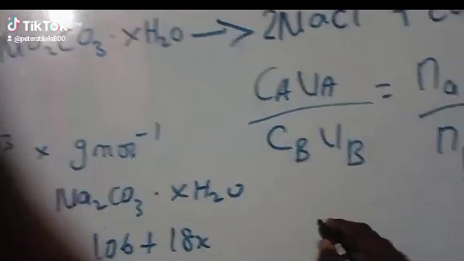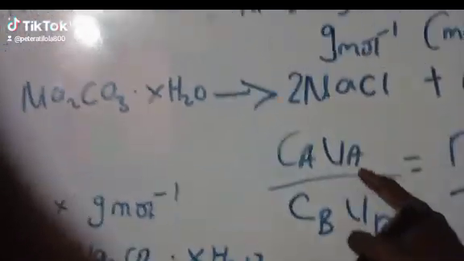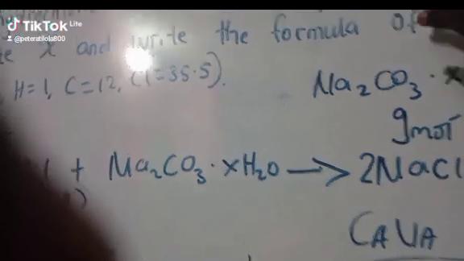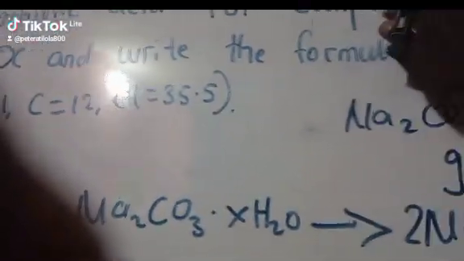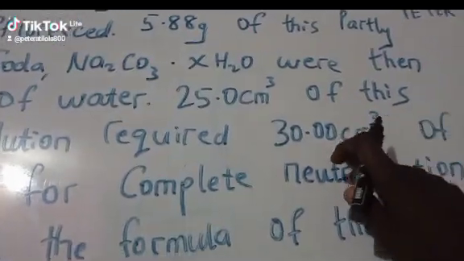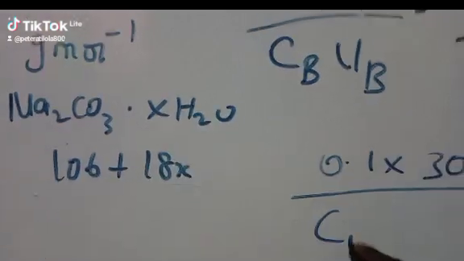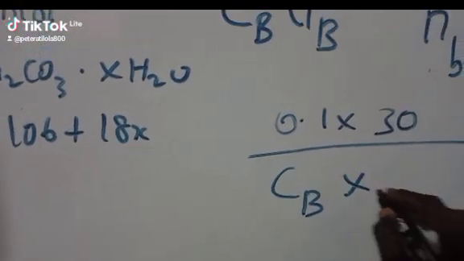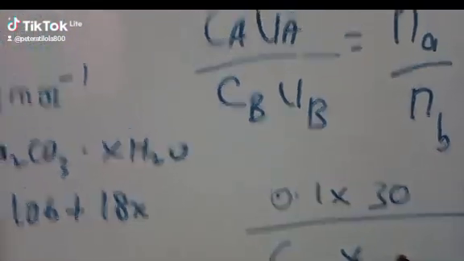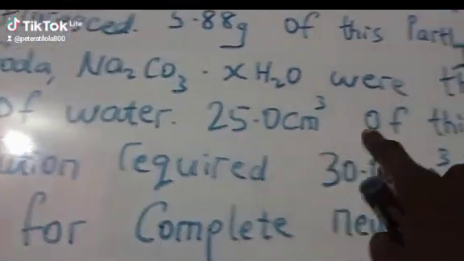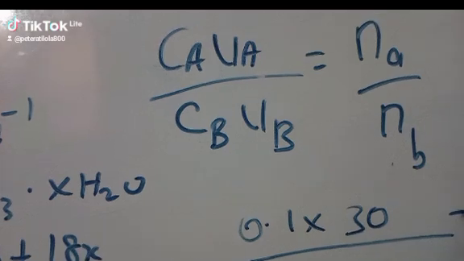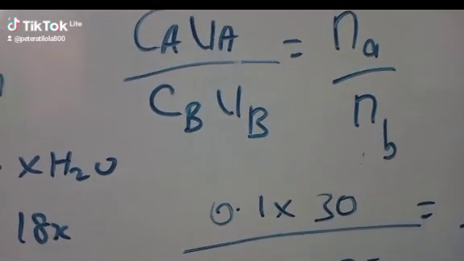You can use this method to solve some other questions related to this. So you have 0.1 times VA, volume of the acid. You look at it very well. That particular washing soda required this of the acid. So this is 30. So that will be times 30 over CB, concentration of the base, which I'm looking for, times VB. The VB is 25 cm cube of this partly efflorescent solution. So that will be 25 is equal to mole ratio of acid to base. That is 2 to 1.